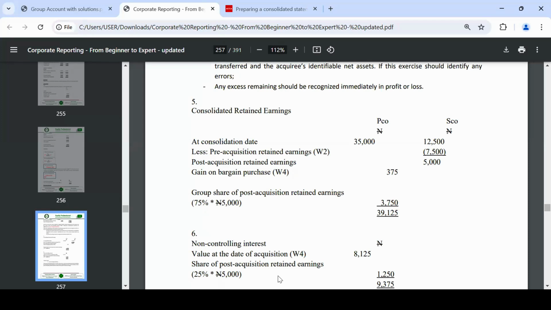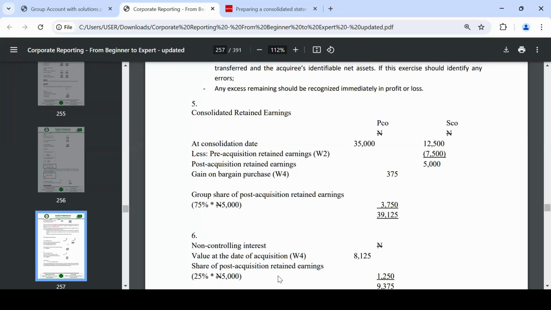Okay, so you see here the 375 was treated under consolidated retained earnings solely for the parent. You see, we did not bring that 375 under ESCO. Okay, we didn't bring it here, rather we brought it here because it was solely for the parent.